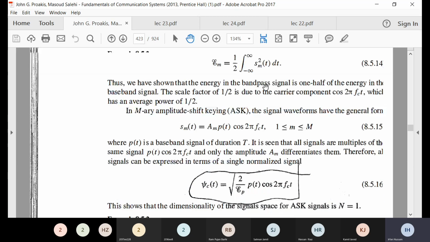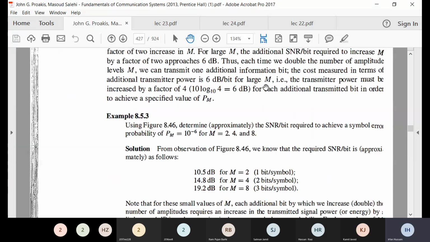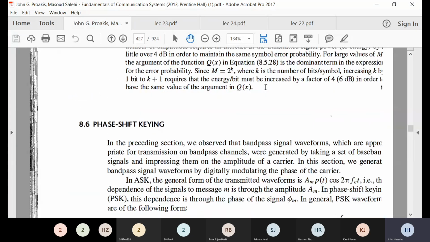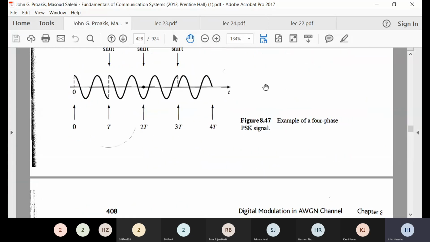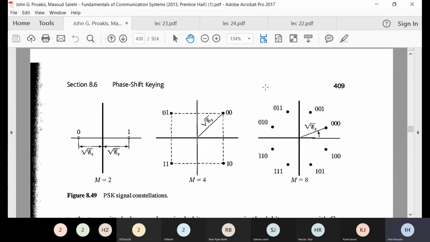Similarly, I would like to show a figure for PSK, phase shift keying. Again, this is all not in the course, just for explanation. This is 4 PSK. You have 4 symbols. 2 PSK is just like antipodal, because you have a 180-degree phase shift. Here you can see that you have 90-degree phase shifts. You have 4 symbols, and here you have less than 90 degrees.